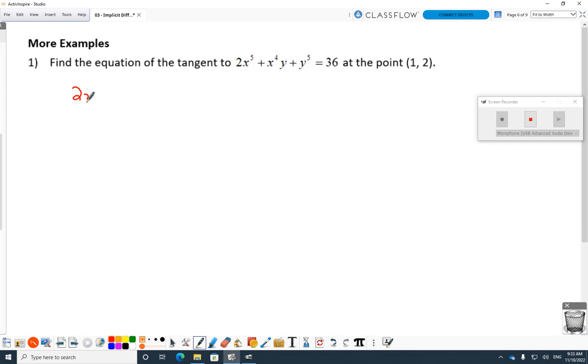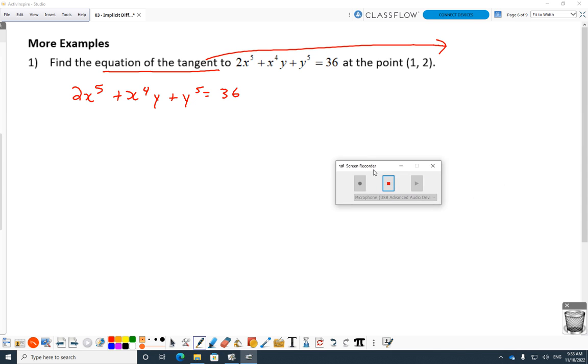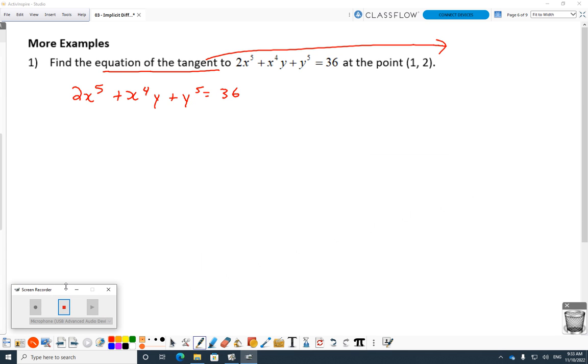2x to the 5th plus x to the 4th y plus y 5th equals 36. Now this says find the equation of the tangent. Now let me just underline that and remind you what we do when we see equation of the tangent. We've done enough of these that hopefully you remember the steps. So I'm going to write them out here explicitly so that we're clear on what we're doing in this question, because in a new situation, we might be suddenly confused about what happens.